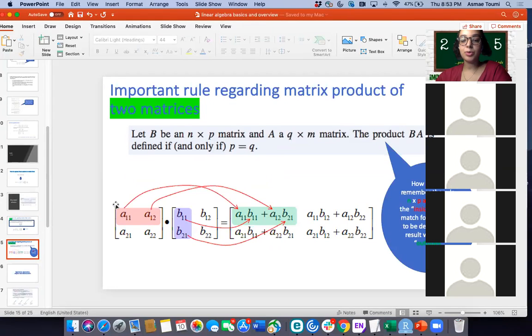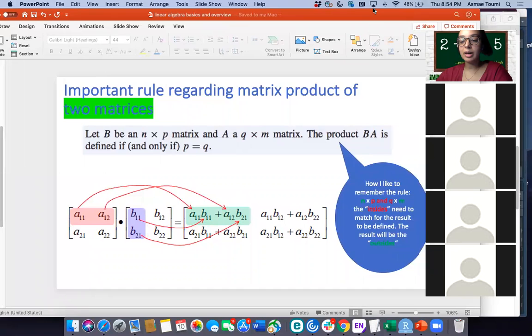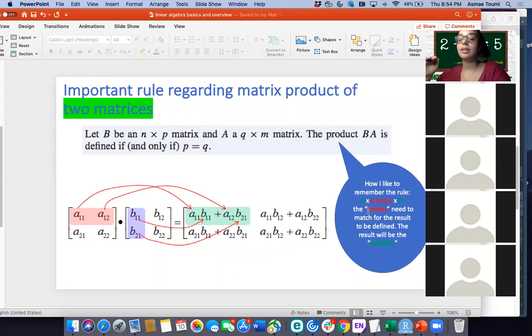Cool. There's another important rule regarding the matrix product of two matrices. Similarly, we need to make sure that the components match in a specific way in order for the result to be defined, aka the result to actually exist. A rule that I like to go by to remember it is, if you follow the color coding here, the insides need to match for something to be defined. And the result will be the outsides. So in order for it to be defined, P and Q need to be the same. And then for predicting the structure of the result, it's going to be an N by M matrix.